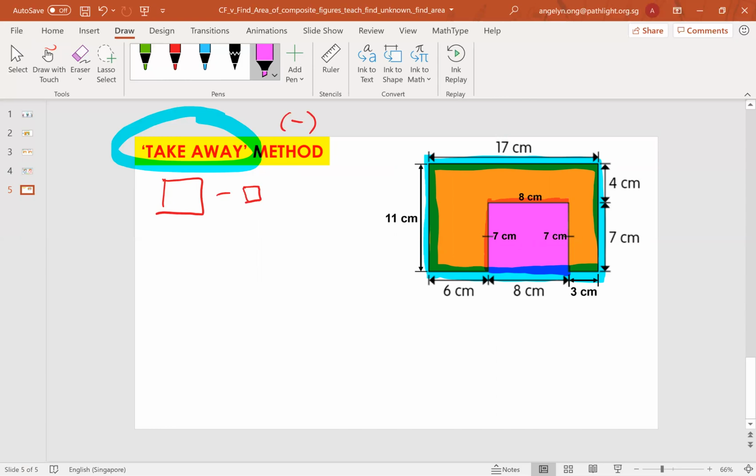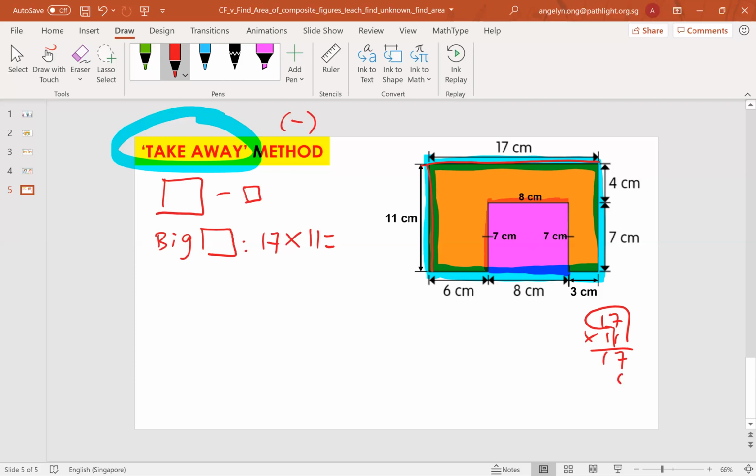So area of the big rectangle is 17 cm times 11 cm. So big rectangle, the area is 17 times 11. And what will we get? Let me do the working. Remember the total head. 1 times 7 is 7. 1 times 1 is 1. Then I leave my 8 and multiply. 1 times 7 is 7. 1 times 1 is 1. And I add them up. So I get 187. Okay, 187.